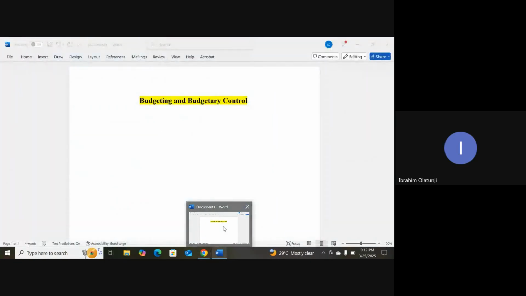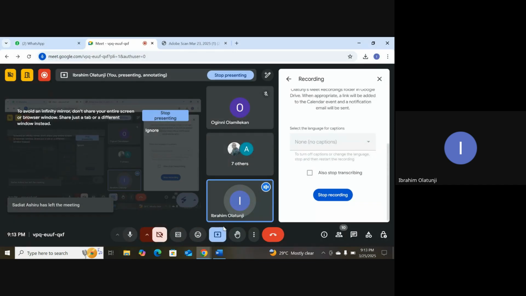Good evening once again. So today let's look at budgeting and budgetary control. I think in the last class we already introduced what budgeting is and what we will need from budgeting and budgetary control.